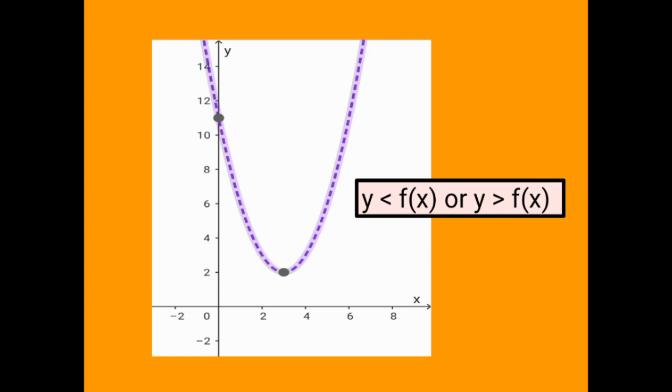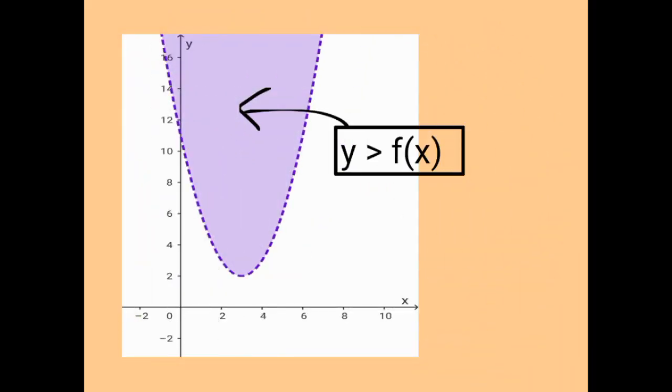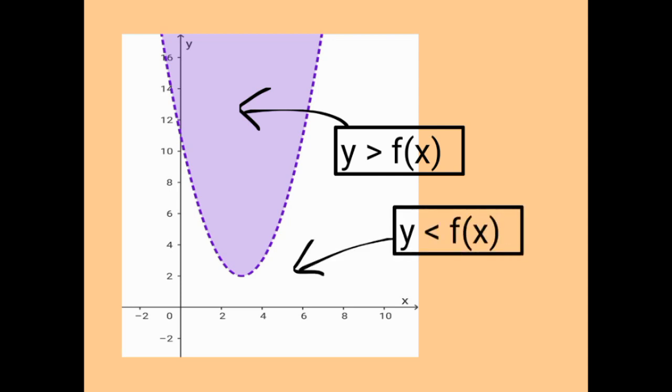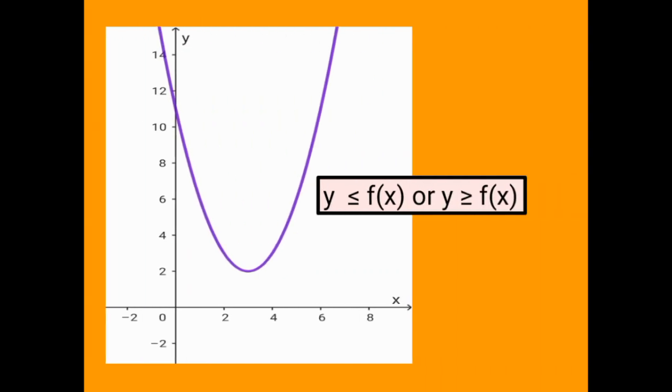So if you take a look here, all the shaded points in this region satisfy the inequality y is greater than f(x), and all the unshaded points in this region satisfy the inequality y is less than f(x). y less than f(x) represents the points on the coordinate grid below the curve y = f(x).